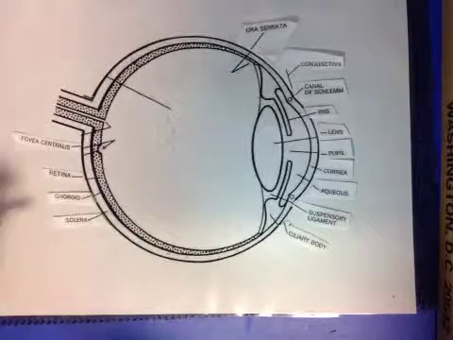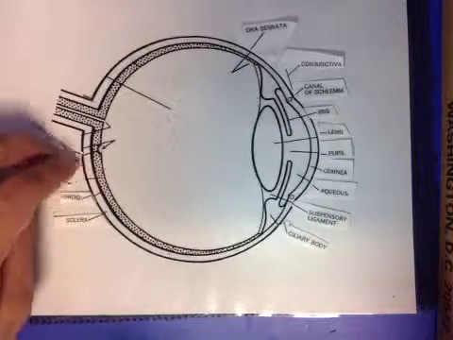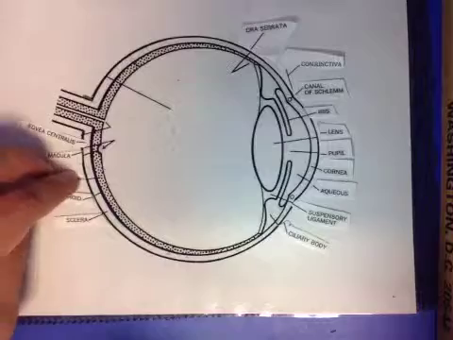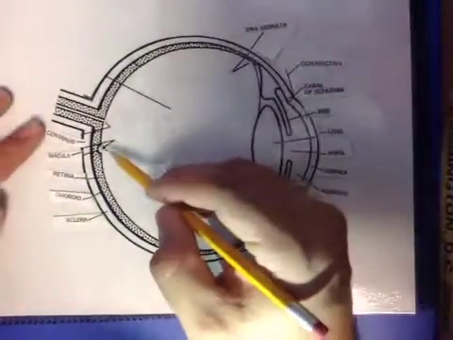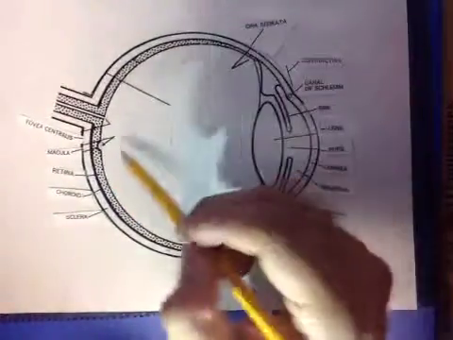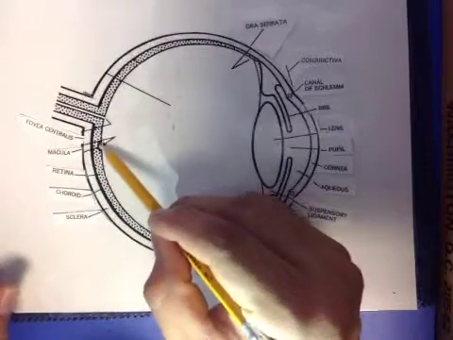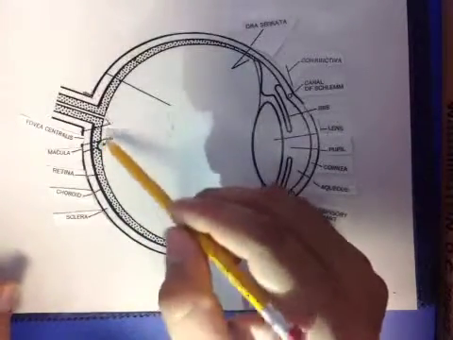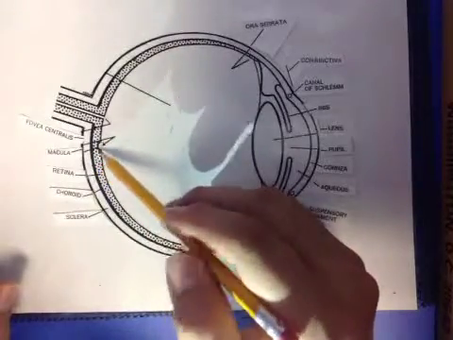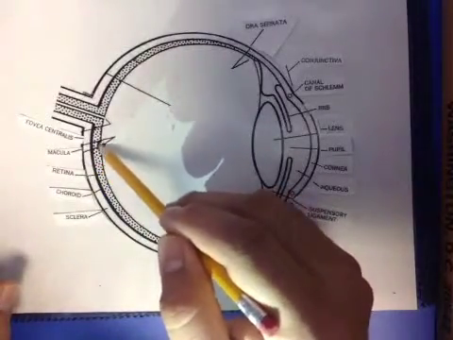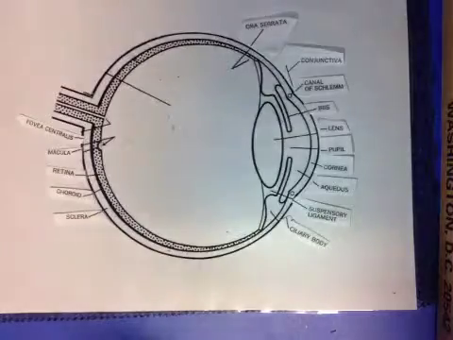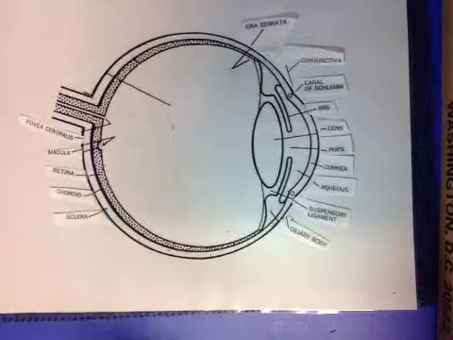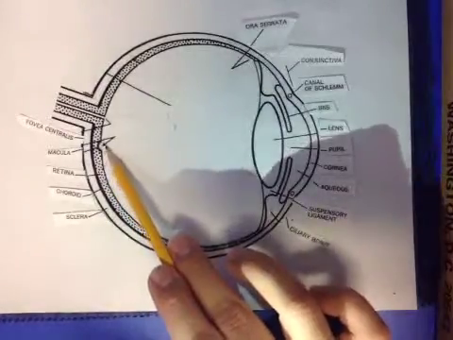Next is the macula, which is right here, which, like I said earlier, surrounds the fovea centralis, and it's the central area of the retina, and it's the area of best vision, and it's used for reading, fine detail, and color. And the fovea centralis has the most acute vision.